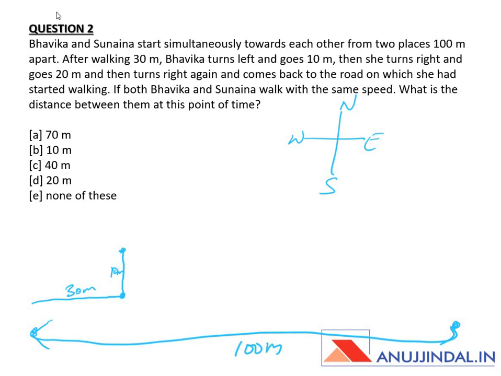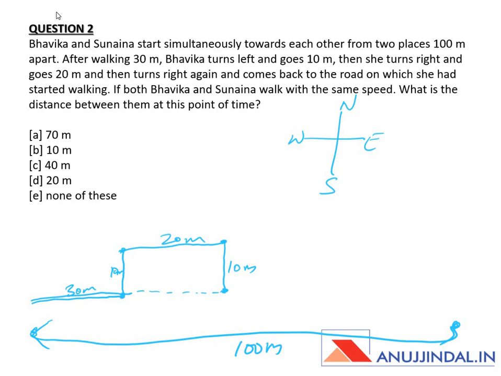Now she turns right at this point. Right at this point will be in the east direction. So she turns towards east and goes 20 meters. And then again she turns right and comes back to the road from which she had started walking. From this point right will be in the south direction. So she comes back to the road on which she had started walking, and the distance she has traveled again is 10 meters, because these are the same distances.